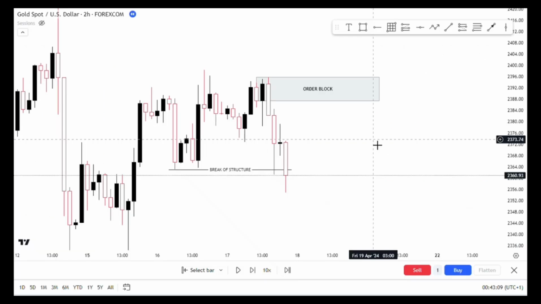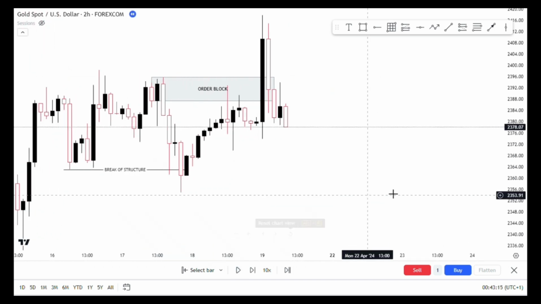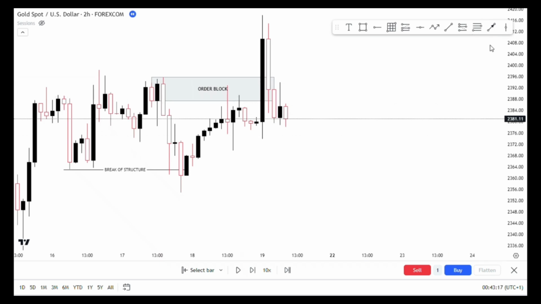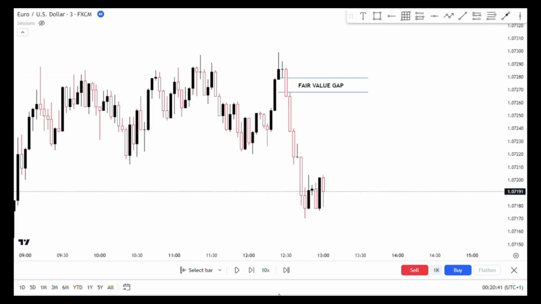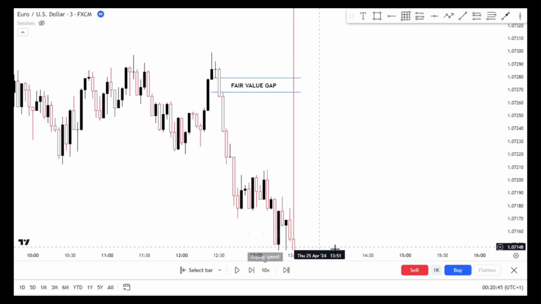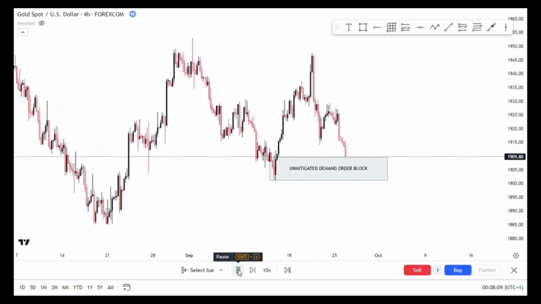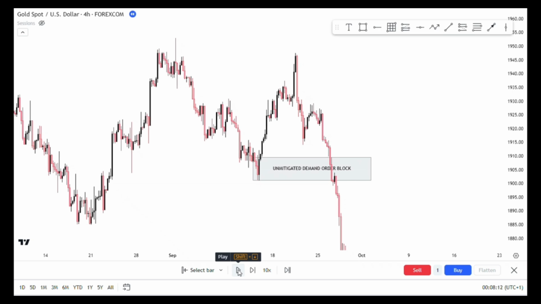Some traders say if price breaks a structure, price is going to return to the order block. You can see right now that price did not respect the order block. And some traders say if price creates a fair value gap, price is going to respect the order block. You can see right now that price did not respect any order block here. And some traders say price is going to respect an unmitigated demand order block. You can see right now that price does not respect any demand order block.